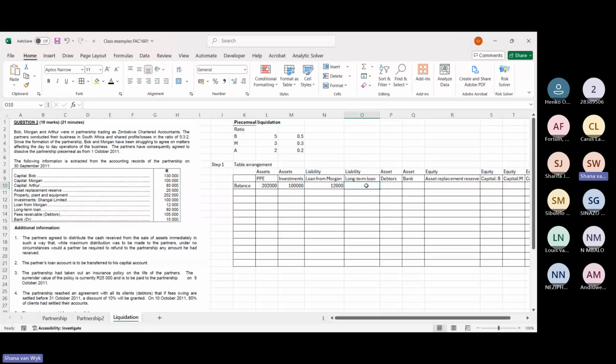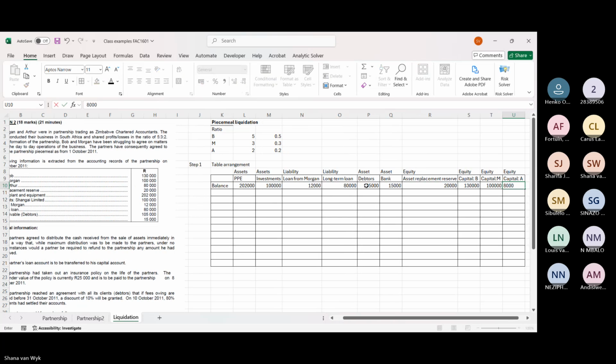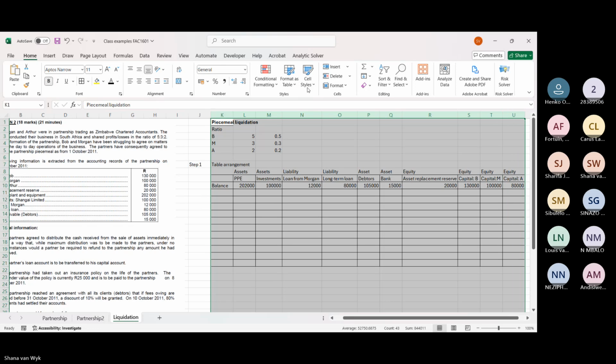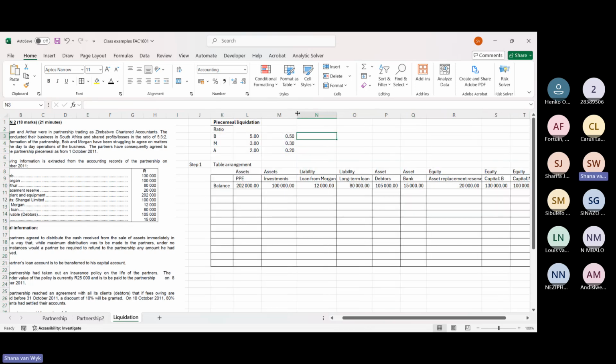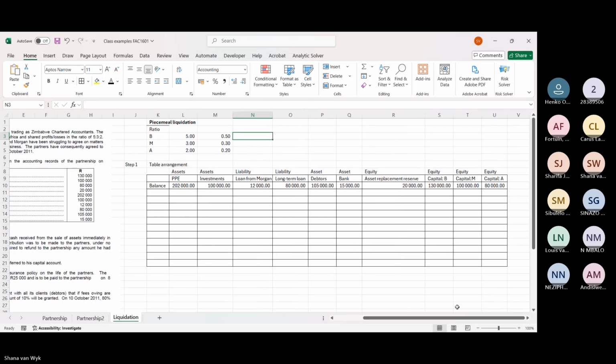Long-term loan, 80,000. Debtors, bank debit, so it's a good balance. Asset replacement reserve, 21,23. Working capital, 3. Let me just quickly check that I don't make mistakes again with the zeros. Then we should be good.